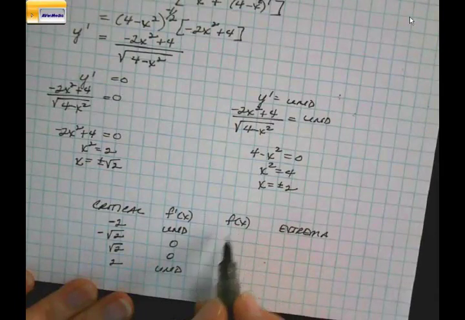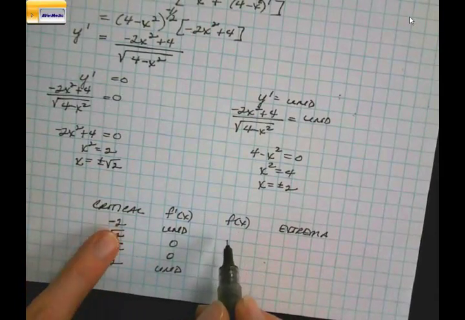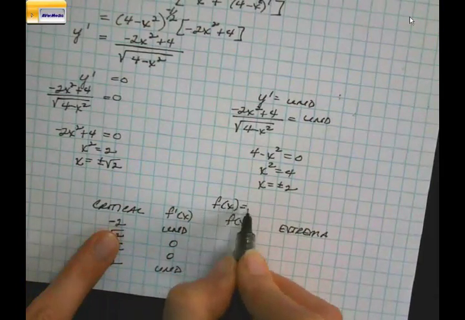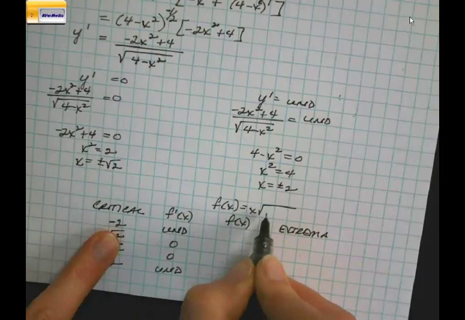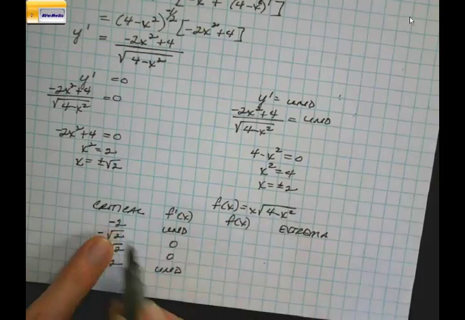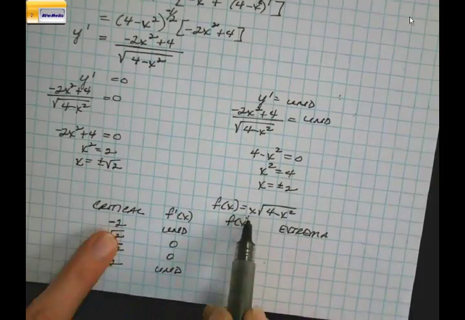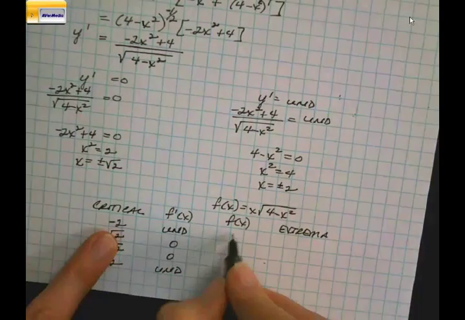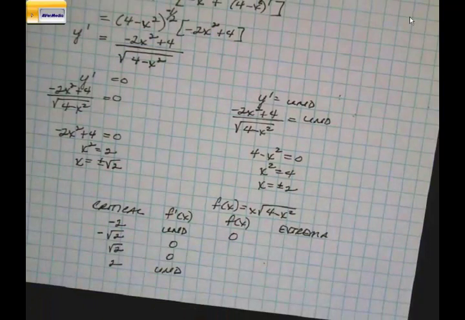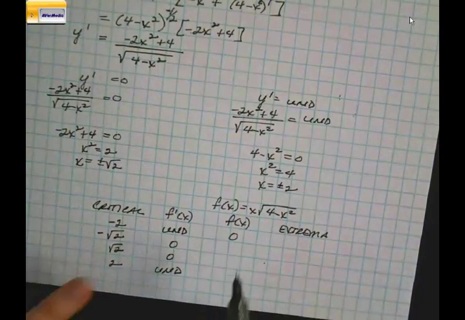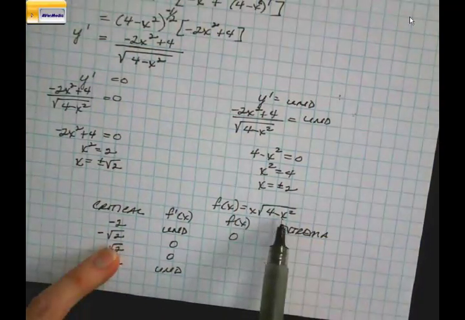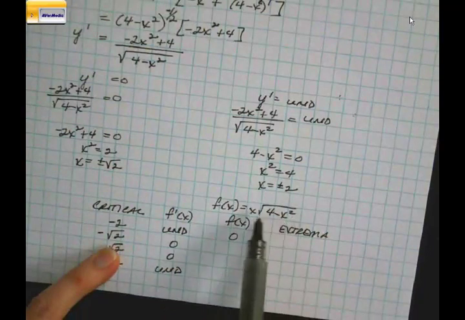Now, f of x in this case is the function value at -2. So I'm going to put up here f of x equals x times the square root of 4 minus x squared. If x is -2, this is -2 times the square root of 4 minus 4, so it's -2 times 0, so this is 0. These could be ugly numbers, but in this case, they're working out nicely. If it's a negative square root of 2, this is a negative square root of 2 times the square root of 4 minus square root of 2 squared, which is 2. So 4 minus 2 is 2.